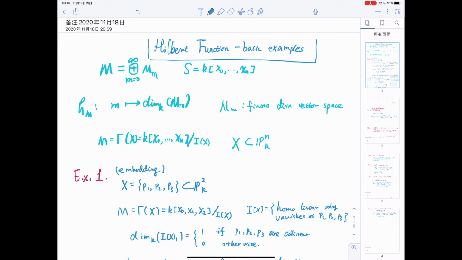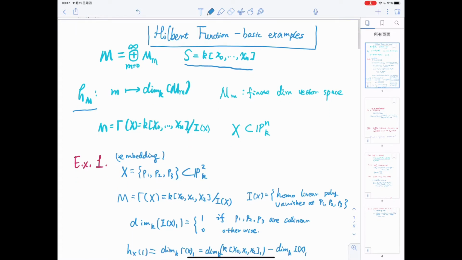So let M be a graded module of a graded ring S, and the ring S is generated over a field K by elements x0, x1, up to xn. We define the Hilbert function of M, denoted by little h of M, from the integers to the dimension of the graded piece Mn. This is well defined as each graded piece Mn is a finite dimensional k-vector space, and we will be interested in the case when M is a coordinate ring of a projective variety.